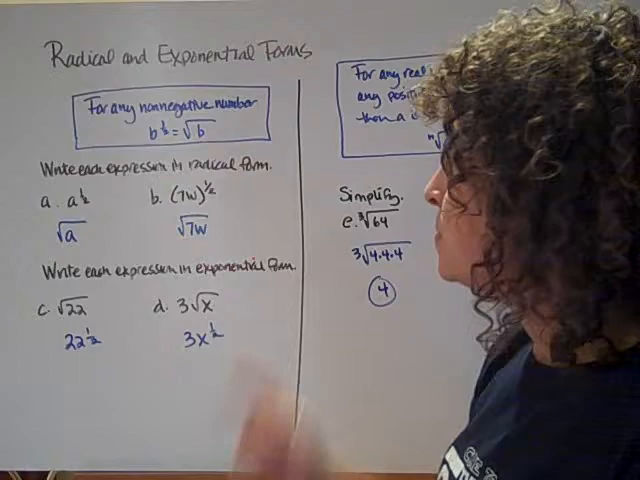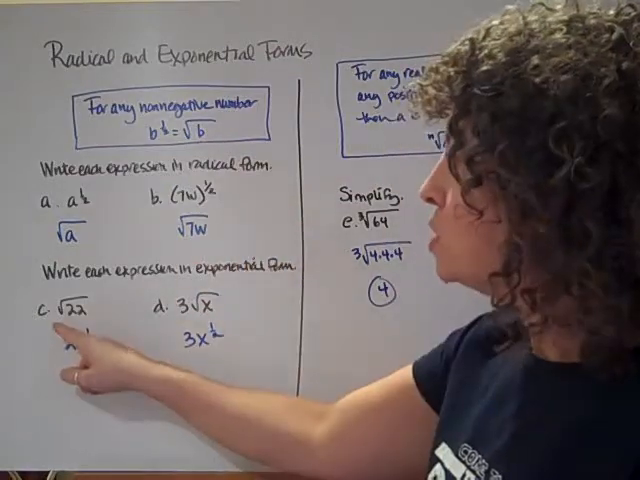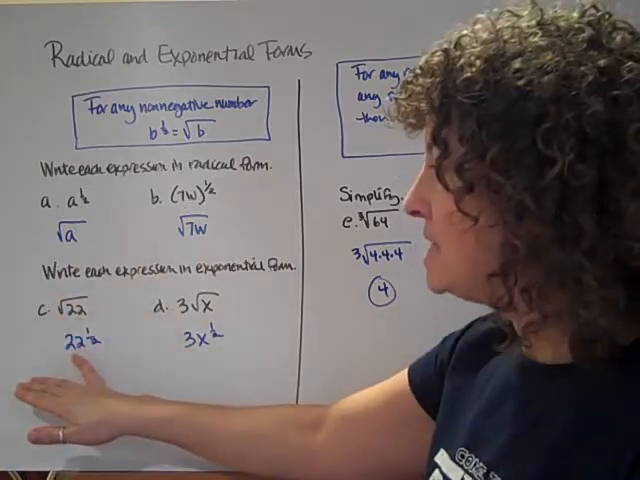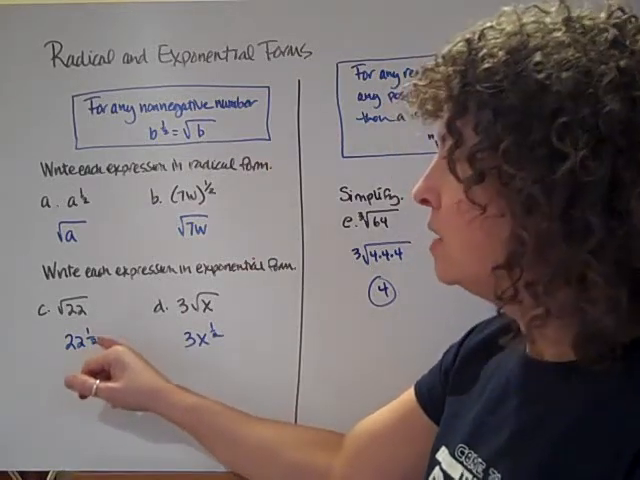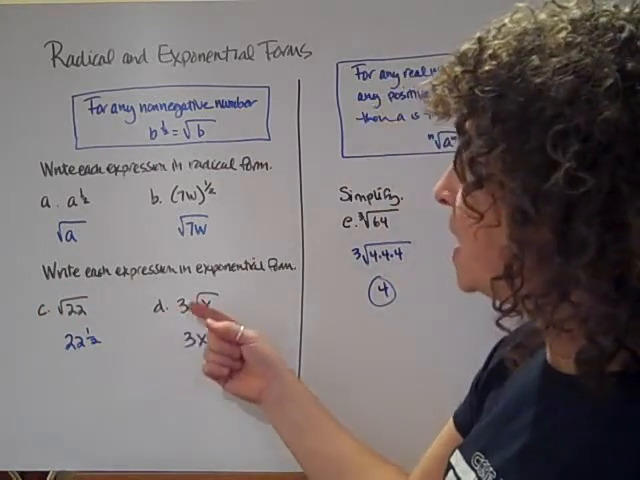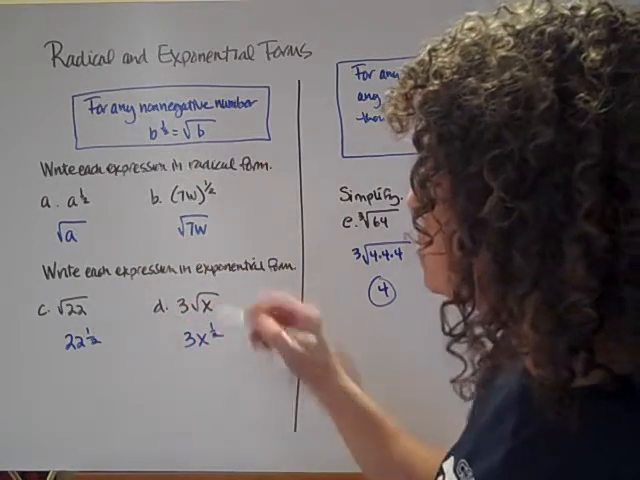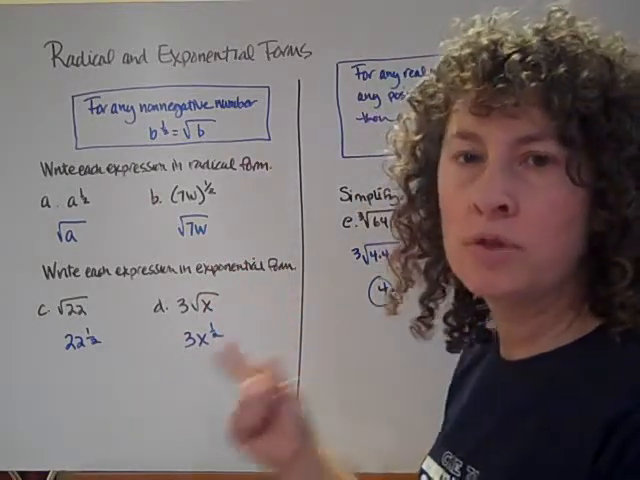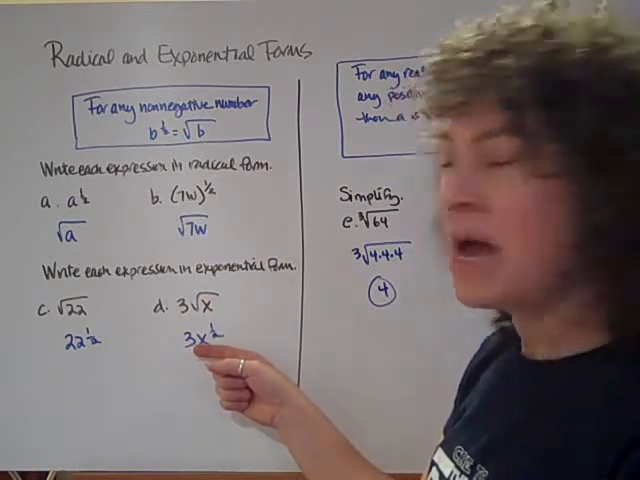Write each expression in exponential form. Now we're going to go from that radical form to an exponential form. I've got the square root of 22, so I'm going to flip that. This radicand becomes my base, so my base is 22, and my exponent is going to be 1/2. Again, that 2 came from a square root. My last one here, I've got 3 times the square root of x. When two things are together like that, we always know that means multiplication. So I end up with 3 times x to the 1/2 power.